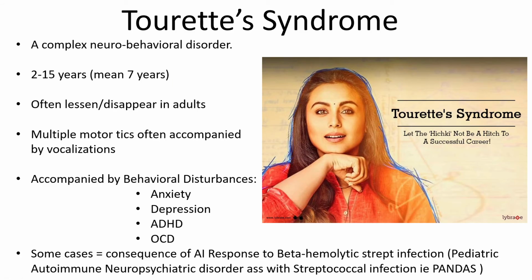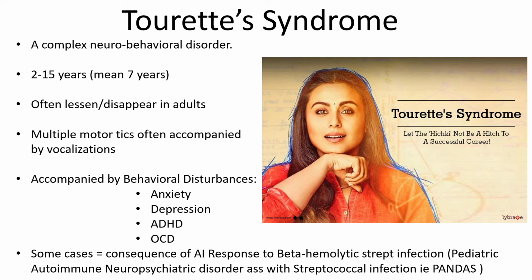Tourette syndrome is a complex neurobehavioral disorder. The mean age of onset is 2 to 15 years of age, and it often lessens and dissipates in adults. Multiple motor tics are often accompanied by vocalizations and by behavioral disturbances also, like anxiety, depression, ADHD, and OCD. In some cases, there can be a consequence of autoimmune response to a beta hemolytic streptococcus infection.